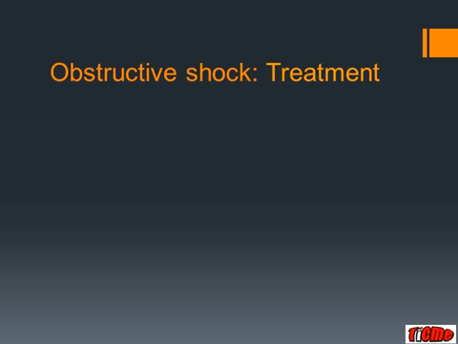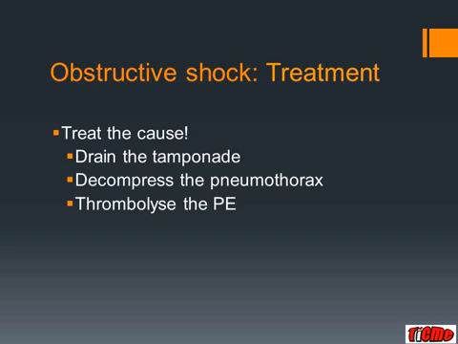For obstructive shock, I'm sure you're getting the hang of this now. The treatment is treat the cause. So you need to drain the tamponade, you need to decompress the pneumothorax, and you need to thrombolyse the pulmonary embolism. Just a quick note on decompressing pneumothoraces. Did you know that about 50% of the adult population is now too large to have their pneumothorax decompressed with a standard 16-gauge cannula? So it's important that you open the chest cavity as soon as possible in a patient with a tension.